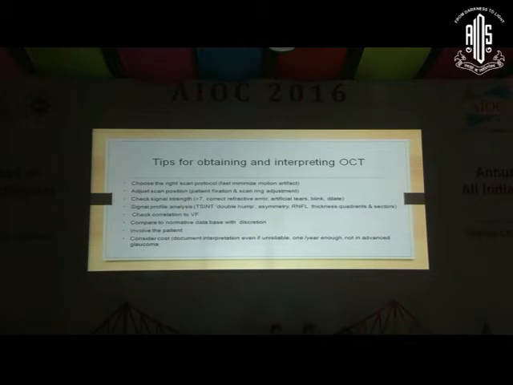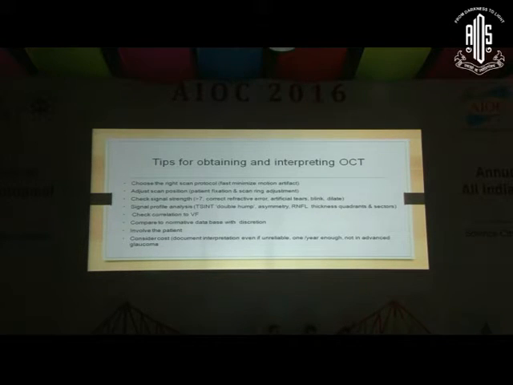So here are a few tips for obtaining and interpreting a good glaucoma OCT. First of all, choose the right scan protocol. Use the fast scan because it will minimize your motion artifact. Adjust the scan position. Make sure the patient is fixating at the yellow-green light, especially in patients with cataracts. Make sure the ring adjustment is concentric to the optic disc. Get a good signal strength, correct the refractive error, and ask the patient to blink or even use artificial tears. In some cases, you may need to dilate the patient to get a good scan quality.